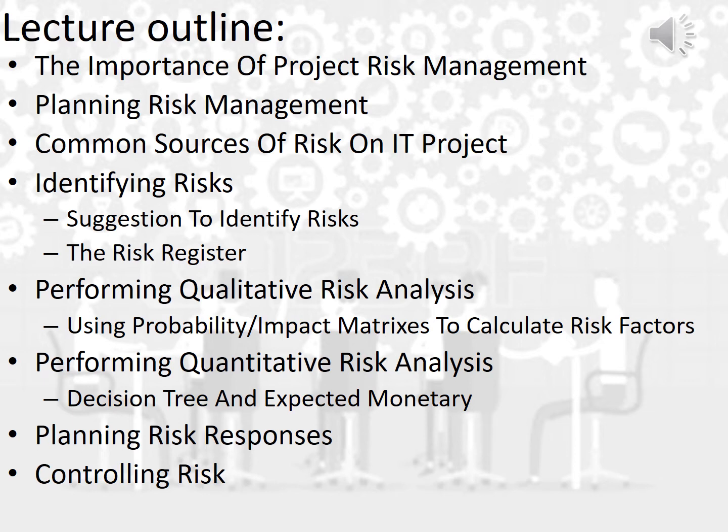We have certain common sources of risk on IT projects. Then we follow by the second process, which is identifying risks. Also, we need to perform qualitative risk analysis as well as quantitative risk analysis. We'll go through the details later. Also, we need to implement the process of planning risk responses. And finally, the sixth one will be controlling risk. So we'll go through each one of them in detail, but we will start with the definition of project risk first, followed by project risk management, as you will see from coming slides.